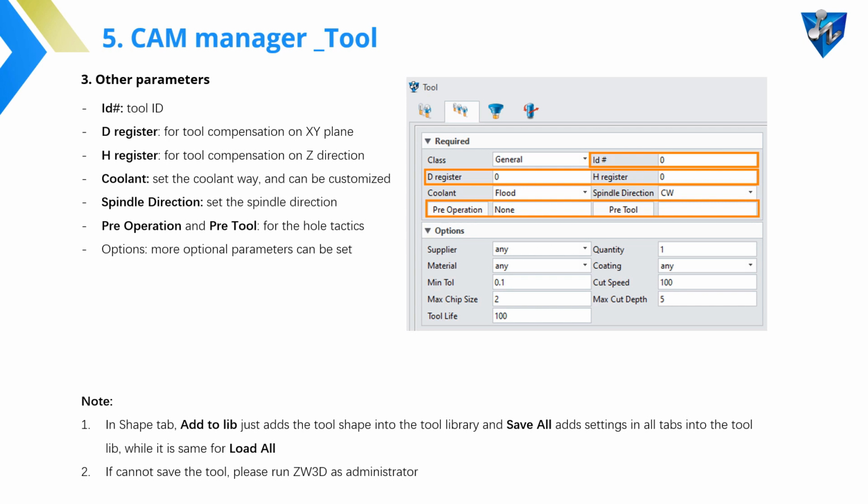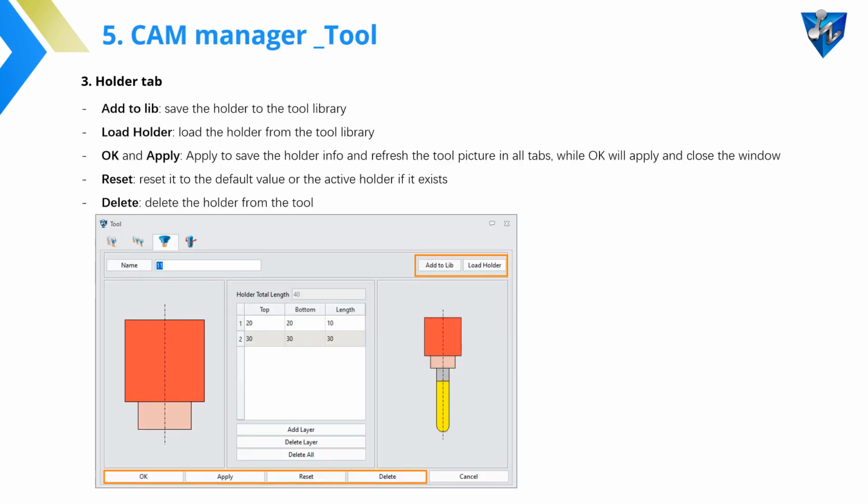Normally we need to click Save All to build our tool library and Load All to load all the tool information from the tool library. Next tab is used to define the tool holder. We can load tool holder from the tool library, or define a new one and save to the tool library. Please click Apply after you load or create a new holder, which can ensure that when you switch to other tabs, the tool image will be updated with the new holder.